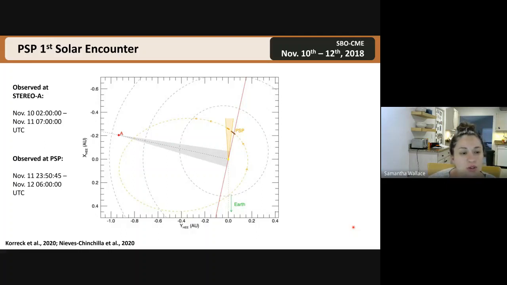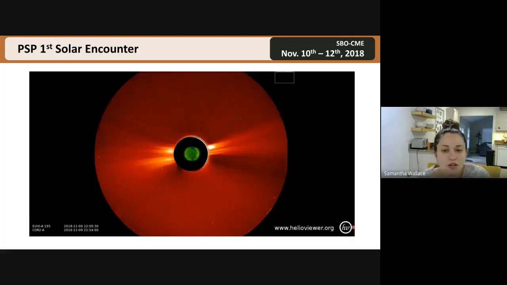This figure shows the location of Parker, STEREO-A, and Earth at the time of the eruption. The event was first observed in STEREO-A coronagraph data out to about 15 solar radii, and then was observed at Parker about a day later, or almost a whole day later. This is just a video of the event. You can watch the event coming off the east limb. I'll play it again because you can almost see it disconnecting from the sun, right about there.